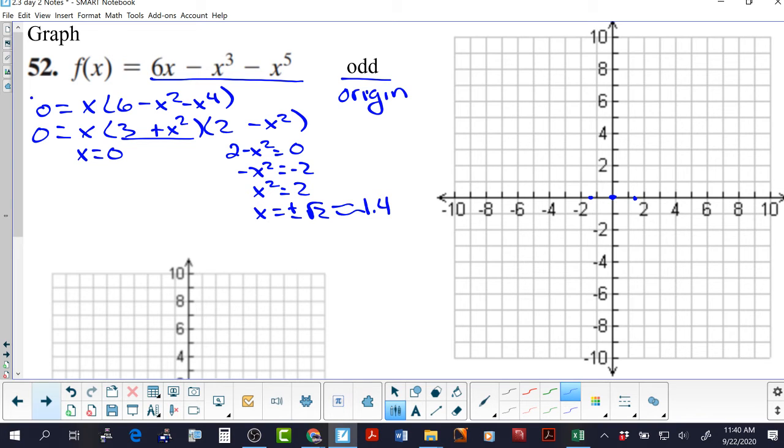So that's step 1, zeros. Second step, ending behavior. Well, this is a negative x to the 5th, so it'll act like a negative x to the 3rd on the ends. This is what negative x to the 3rd looks like.